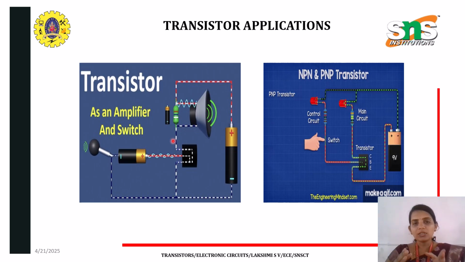So the transistor acts as an amplifier as well as a switch. You could see here how it is acting as a switch. This is the picture for a transistor acting as a switch. When I press the switch, the current flows and the LEDs glow, and when the switch is off, the LEDs are off. In this way, the transistor is mainly used as an amplifier and switch.